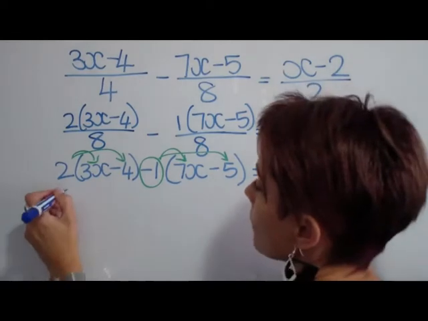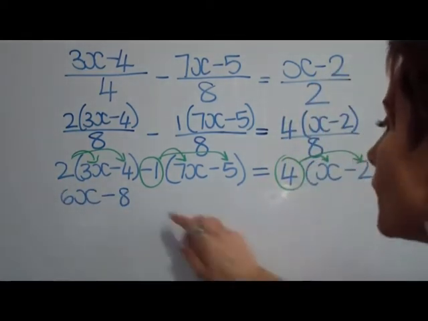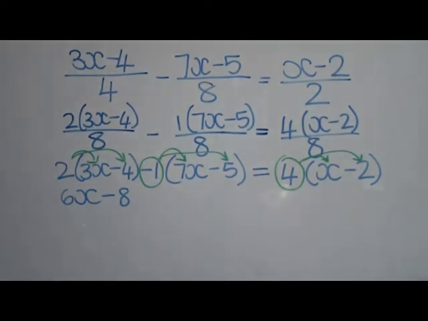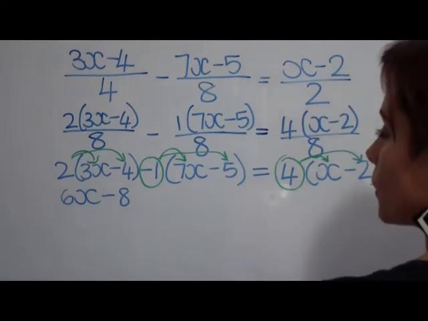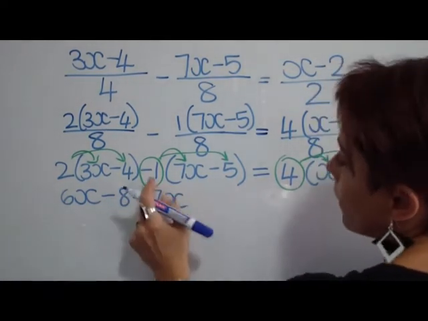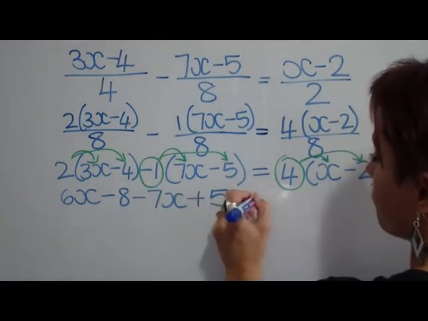Okay. 2 maal 3x, dis 6x. 2 maal -4 is -8. Ding, ding, ding, ding, ding. Look at this. There's a negative in front of this bracket. That's super important. So, -1 times 7x is -7x. -1 maal -5 is +5.